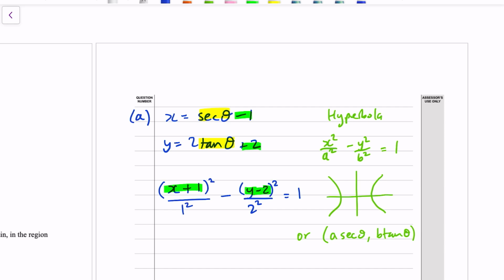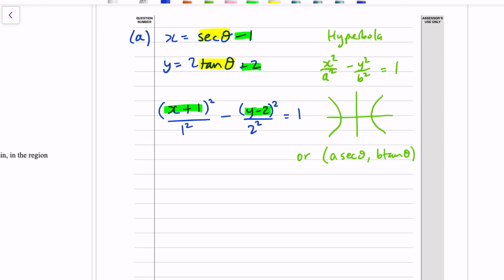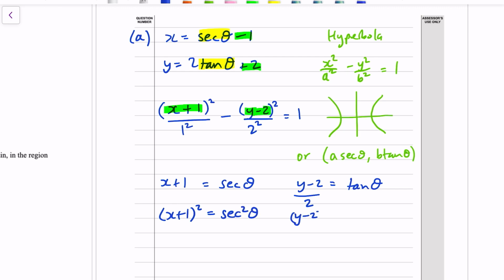How could we find that without a formula, and how did I know that it was a hyperbola equation? Okay, so we can just take the parametric equations and rearrange them. So x plus 1 is equal to sec theta, and y minus 2 is equal to 2 tan theta. Actually, I'm going to divide by 2 as well. So y minus 2 all over 2 is equal to tan theta. Now if I square both of these, and that's the trick here, I get x plus 1 squared is sec squared, and y minus 2 all squared divided by 4 equals tan squared.